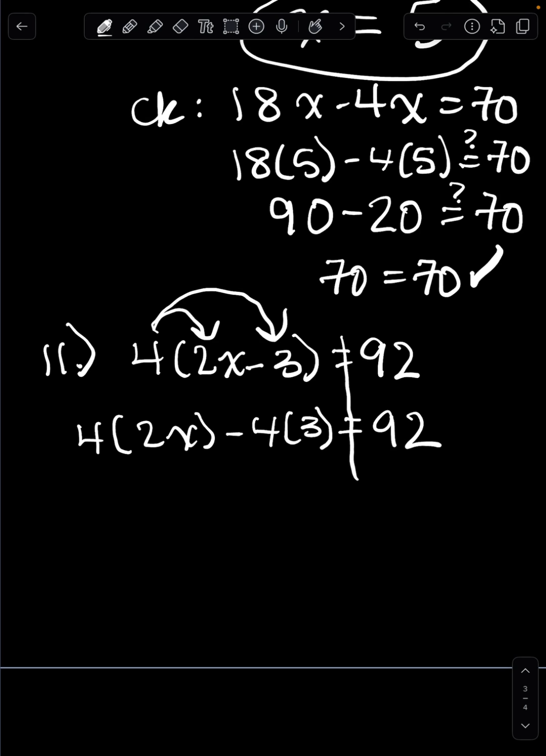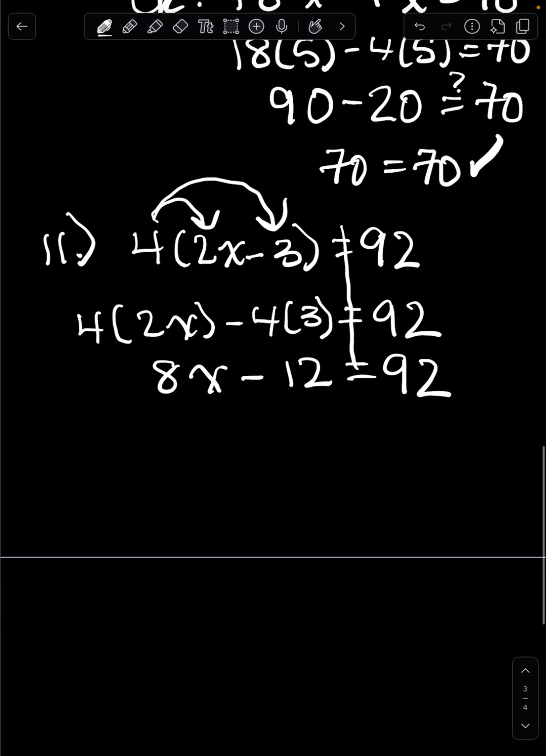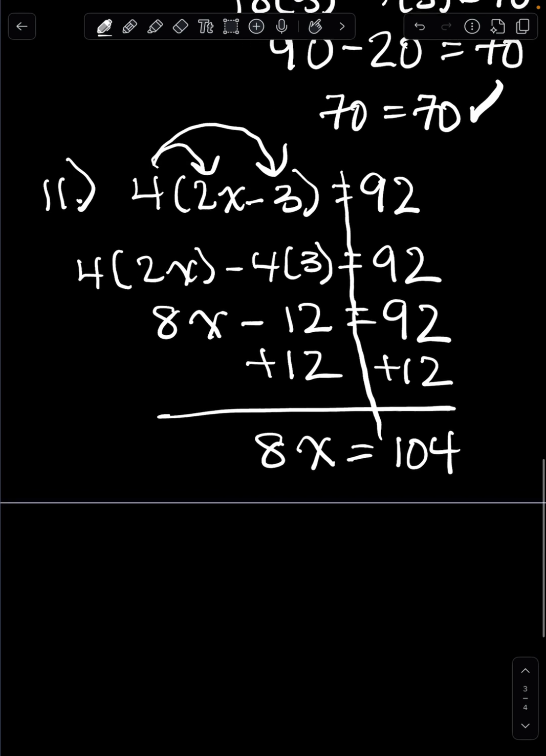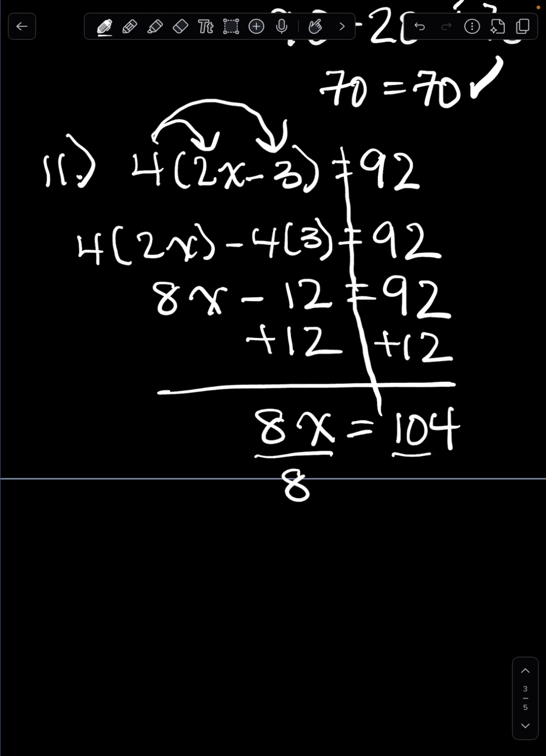Back to the left side, I've got a little work I could do here. 4 times 2x is 8x, minus 4 times 3 is 12, and keep my equals 92. Okay, so now I need my x. Keep in mind where my equal sign is. Next thing I'm going to do is add 12. Do it on both sides. 8x equals 104. Divide by 8. We're going to end up with x equals 13.